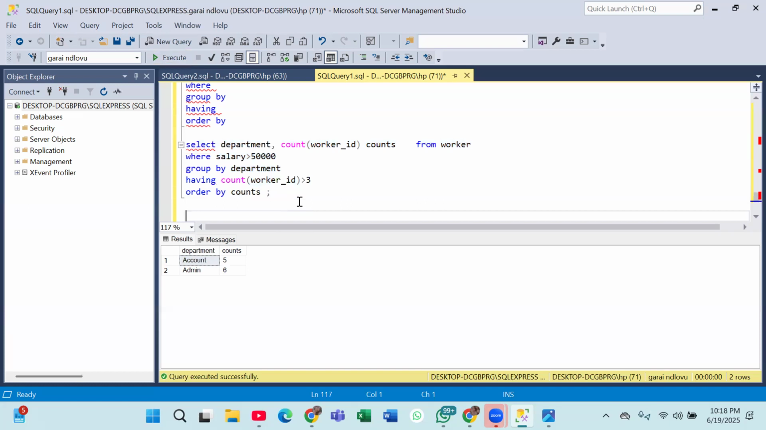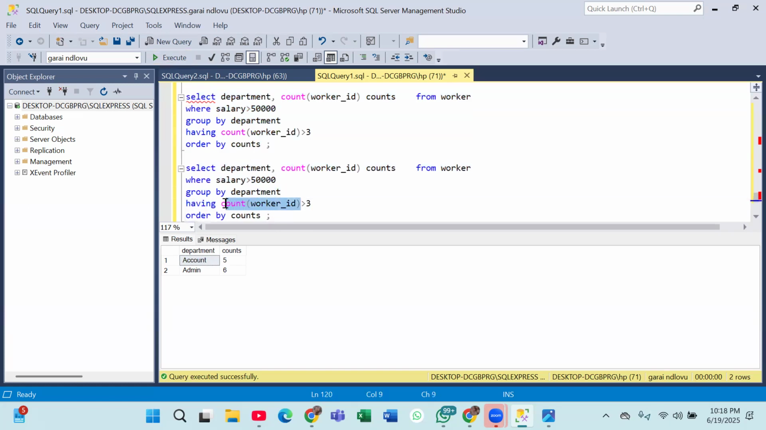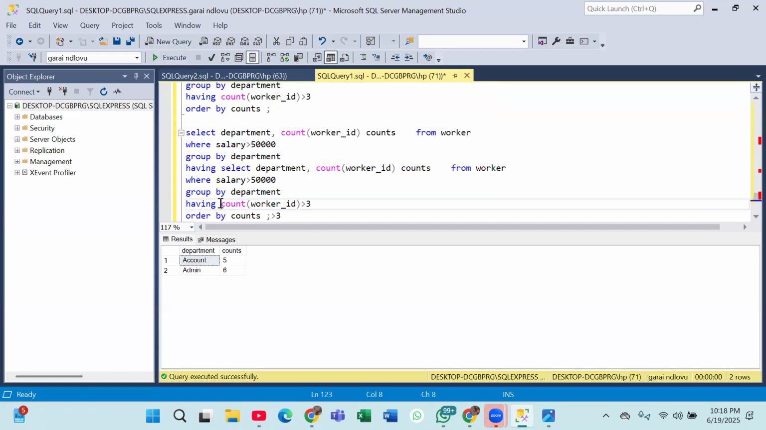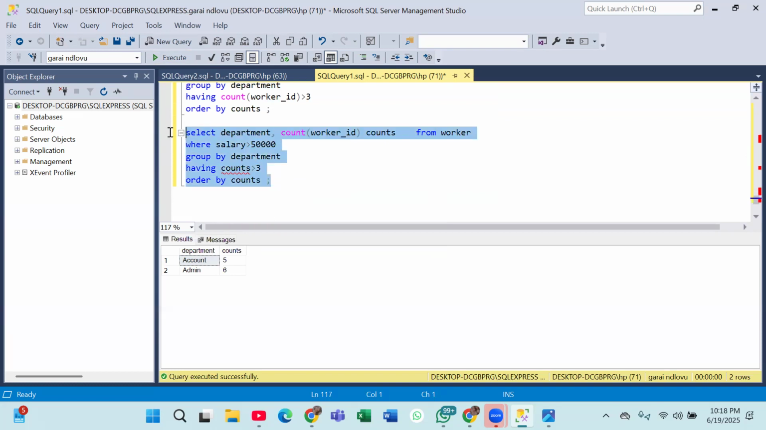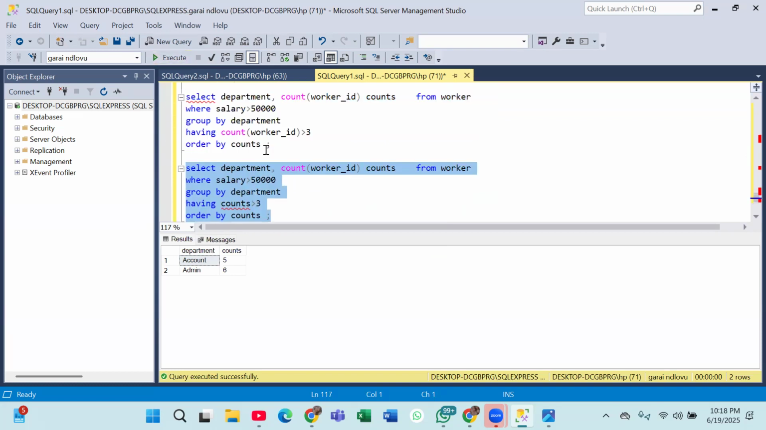But if we can use it in order by, can we use it in having also? I'm sorry, I'll write counts here. Can we use it in having also? What do you guys think? It's working in order by. Can we put it in having? Why no? Whatever you think, try to answer me. In having, we have to put the aggregate functions, right? Okay, it's a name.